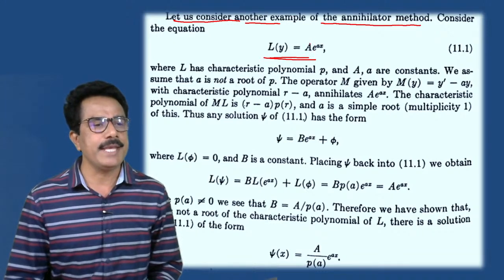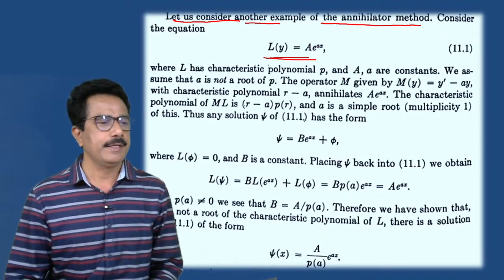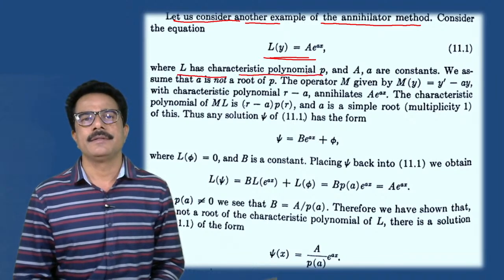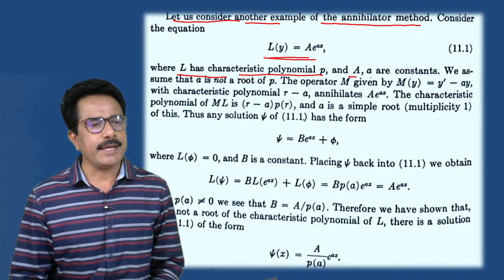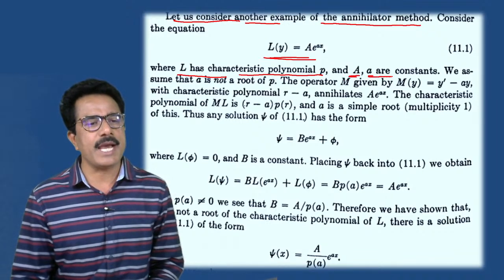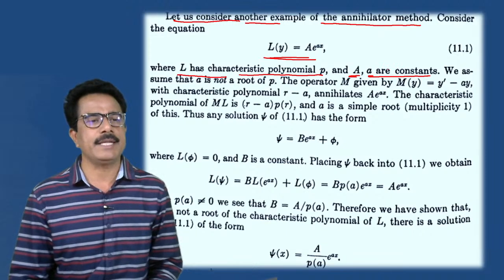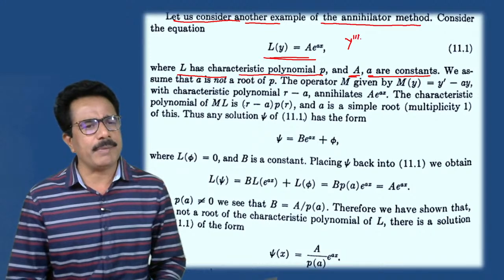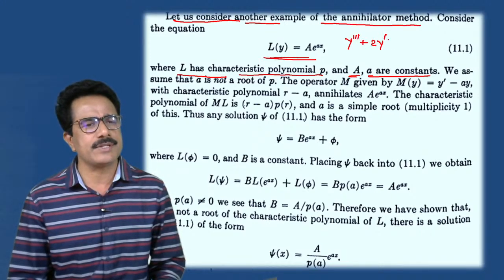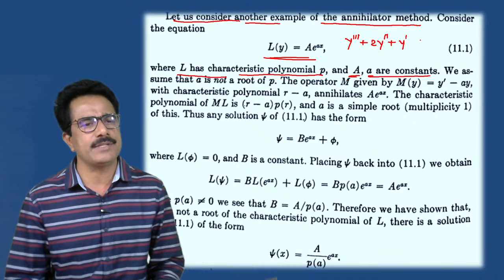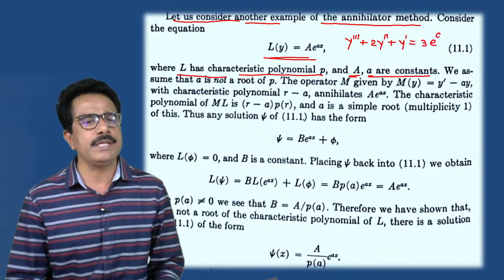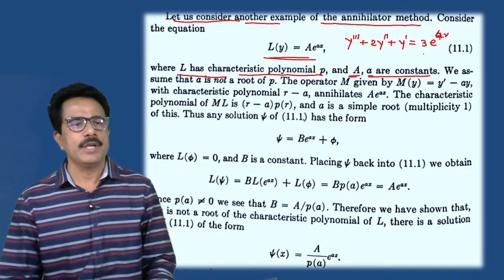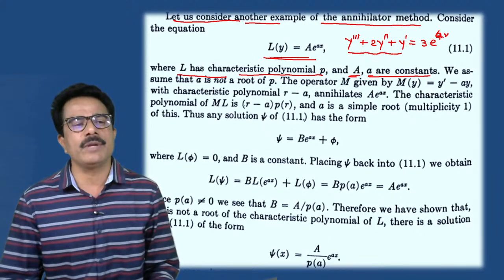Here we have a e raised to ax, where L is the characteristic polynomial p, and capital A and small a are constants, such as y''' plus 2y'' plus y' equals 3 e raised to 4x. Suppose 3 e raised to 4x. So this is one particular example.